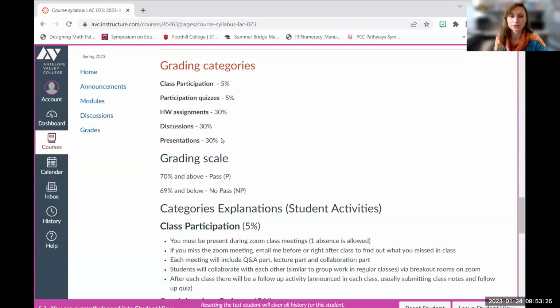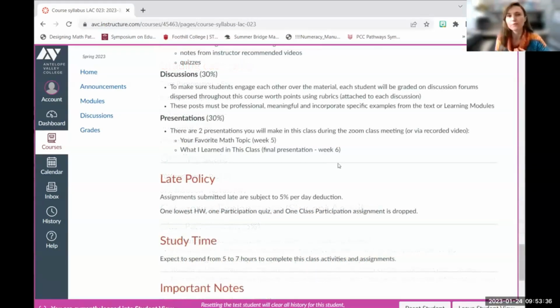And the presentation. We have 2 topics for the presentation. The first topic is your favorite math topic. Don't worry, if you don't have one, just pick any math topic and do a 3-4 slide presentation for us. That will be due week 5 in class. We'll do that. That will be fun. And you don't have to turn on the camera if you don't want to.